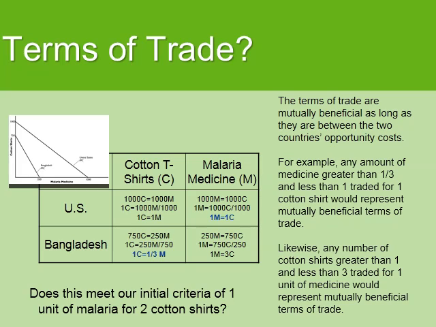So, does this meet our initial criteria of 1 unit of malaria medication for 2 cotton t-shirts? Indeed, our original question would allow us to produce favorable terms of trade.